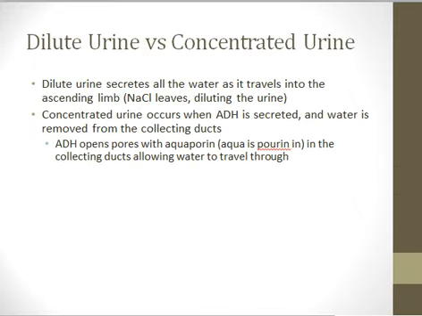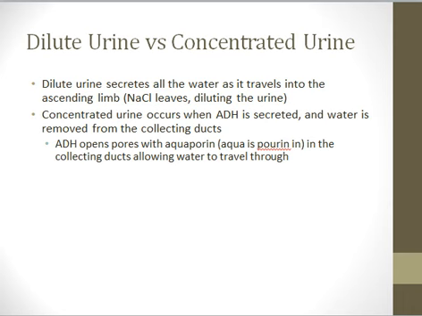Dilute urine versus concentrated urine. You all know this. This is easy peasy. Dilute urine is obviously going to have more water in it, so it's going to have proportionately less concentrated solute or substances in it. Concentrated urine is going to have less water in it, because more water is removed.